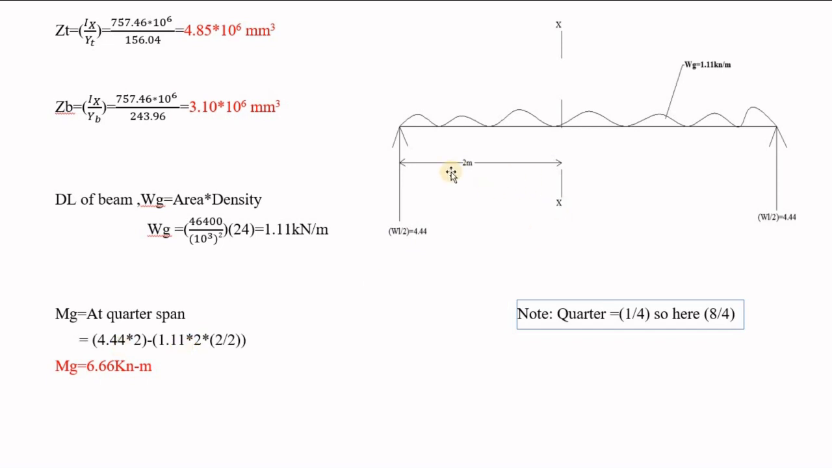So WL by 2 will give you 4.44. 4.44 into 2 is this, like I have taken a section on this beam, so it is rotating in a clockwise direction. Minus, here we have the UDL value 1.11, rotating in an anti-clockwise direction. So minus 1.11 into this length 2 into 2 by 2 will give you Mg as 6.66 kilonewton meter.